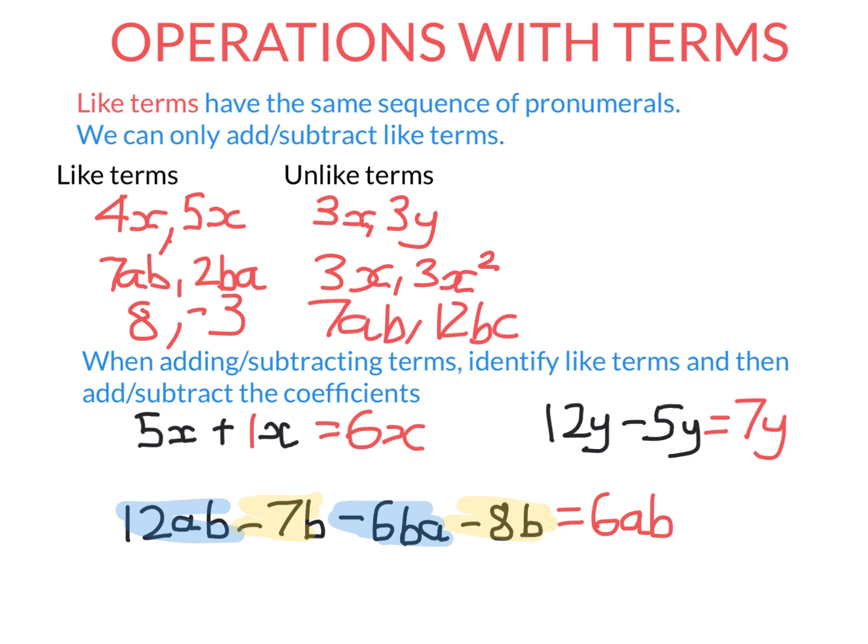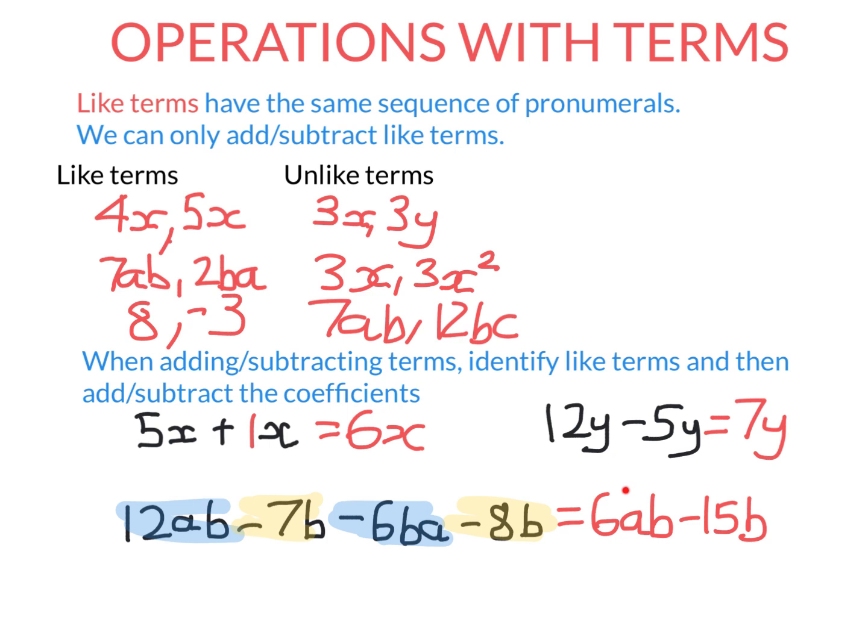Now we're going to do negative 7b subtract 8b. While we're subtracting, we just operate on the coefficients. Negative 7 subtract 8 is negative 15, and then we write the pronumeral. We don't cancel or cross out the pronumeral when subtracting. So this expression here cannot be simplified any further.